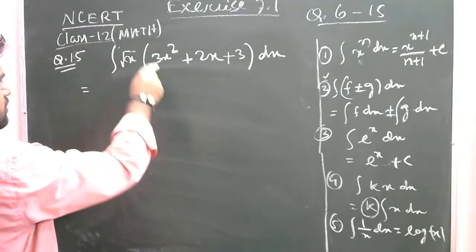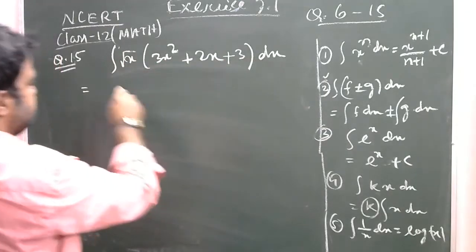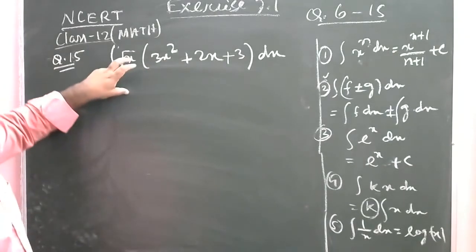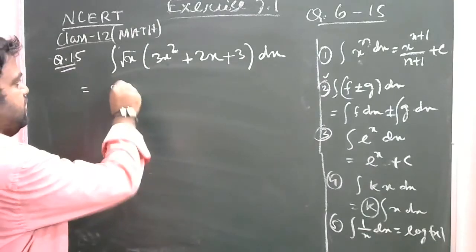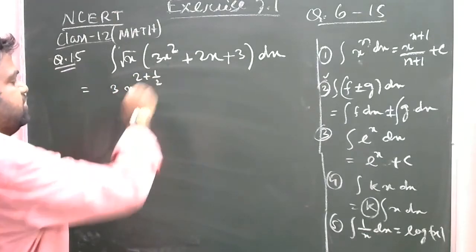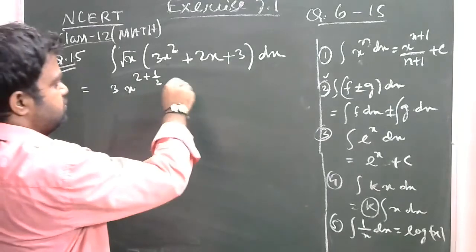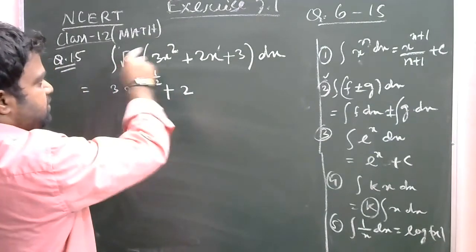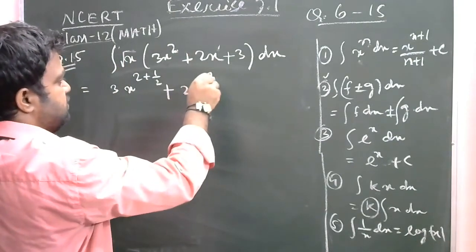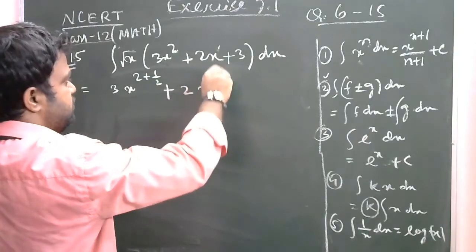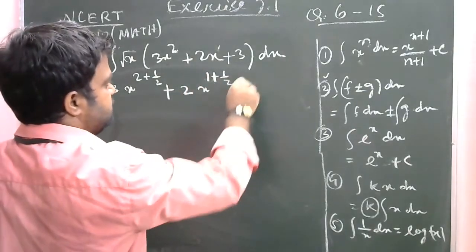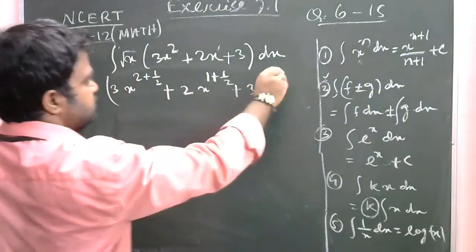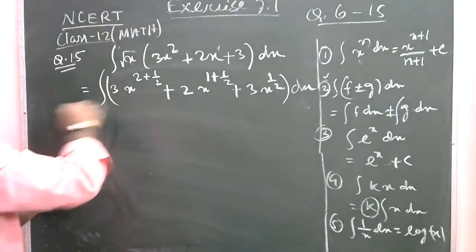Root x means half. Okay. So I'll multiply with every term. So this will be 3. Can I write directly? Can you tell what will happen? So x to the power half into x to the power 2. Can I write x to the power 2 plus half? Directly I am writing. So plus 2 into x to the power nothing means 1, 1 plus half. Root over means half. 1 plus half is x to the power 1 plus half. Now plus 3 into x root, that is x to the power half. This dx. Integration.